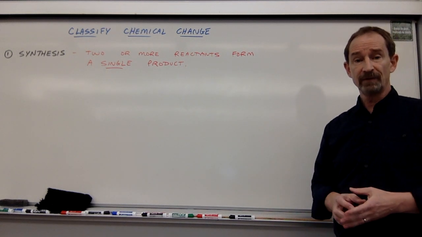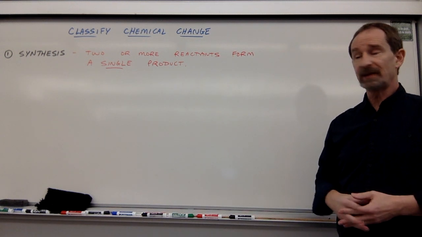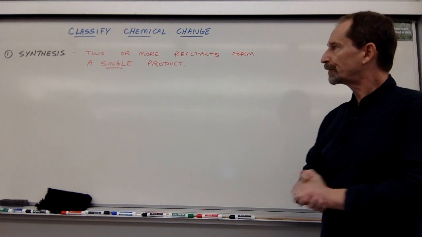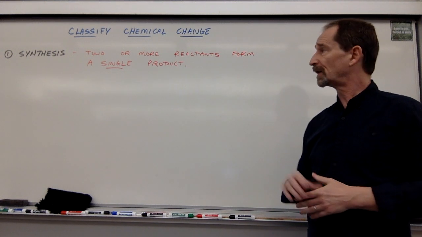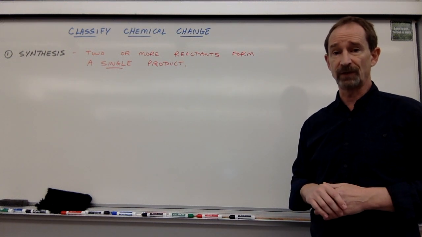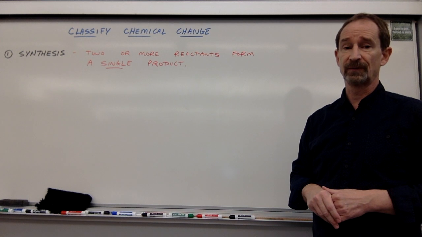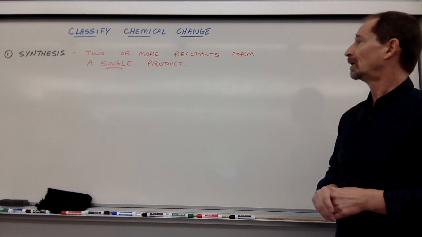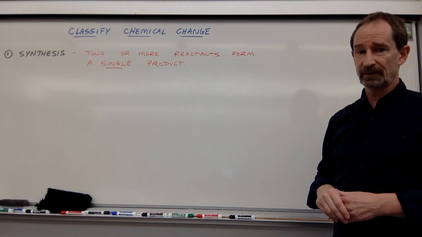Now that we have the language of the balanced equation, we can use that to classify certain chemical changes. Now, I'm going to go through 6 different classifications. These are not the only classifications. They are simply the most common ones that we use every day. The first one is a synthesis reaction. A synthesis reaction is when 2 or possibly more reactants react together to form a single product.